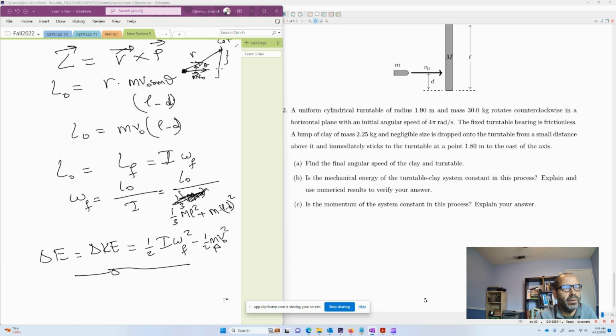Problem 12 says that you have a cylindrical turntable of radius 1.9 meters. So the radius of this turntable is 1.9 meters. This is R, and it has a mass of 30 kilograms. So the mass of the turntable is M, which is 30 kilograms.